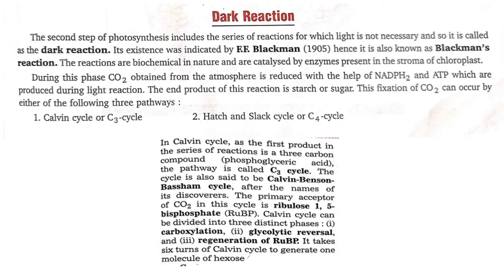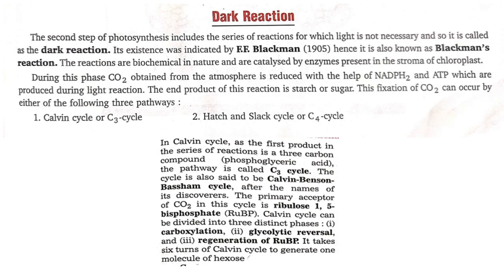Its existence was indicated by R. Blackman, 1905, hence it is also known as Blackman's reaction. The reactions are biochemical in nature and are catalyzed by enzymes present in the stroma or matrix of the chloroplast. During this phase, that is the dark reaction, carbon dioxide that is obtained from the atmosphere is reduced with the help of reduced NADP, that is NADPH2, and ATP, which are produced during the light reaction.